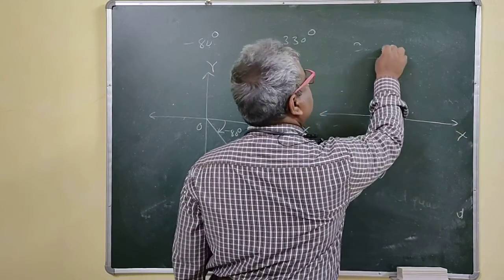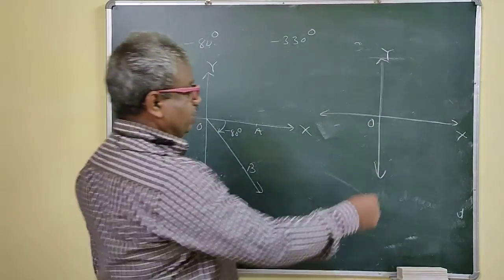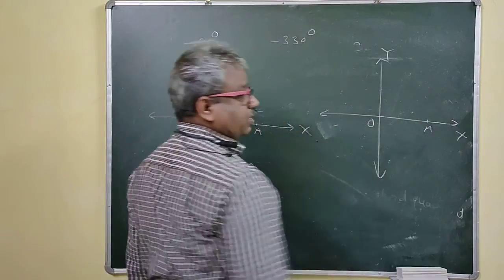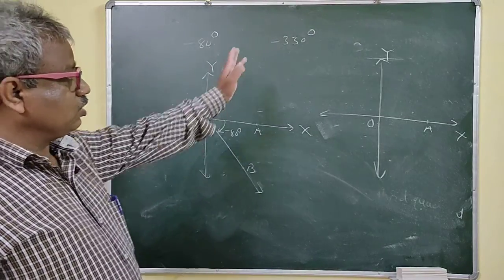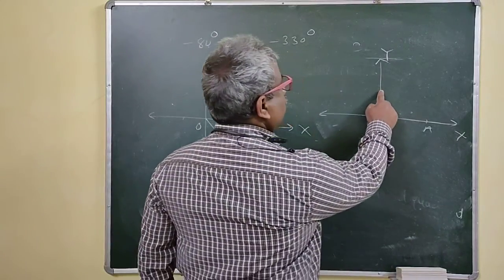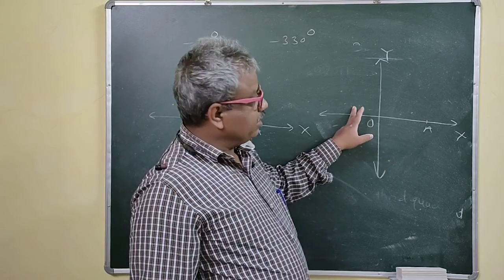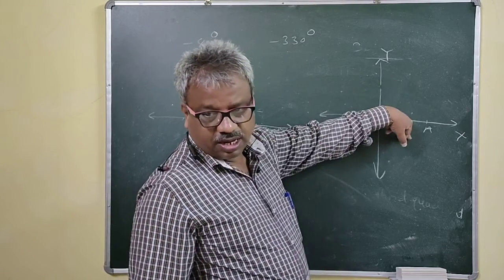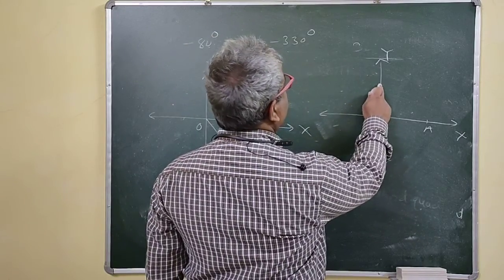This is your x-axis, this is your y-axis, this is your origin. Now your A is here, this is the initial arm, and the angle should be in the standard position. The rotation is anti-clockwise, so this is minus 270 degree. Then this is minus 90 degree, minus 180 degree, minus 270 degree, minus 360 degree. Right? So that means this is minus 270 degree.